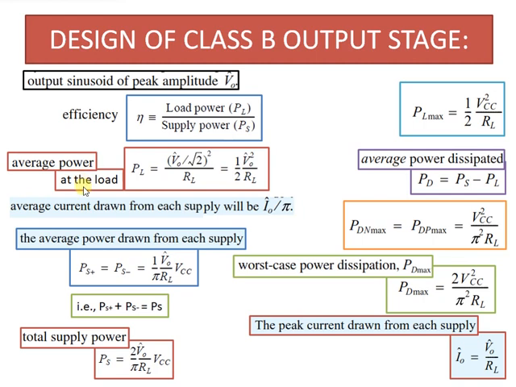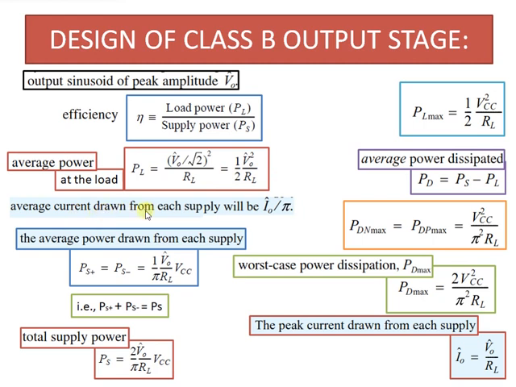The average power at the load PL will be equal to the RMS value of output voltage divided by RL, and the RMS value is computed as V out cap divided by root 2, which gives me a value of half V out cap the whole square divided by RL.